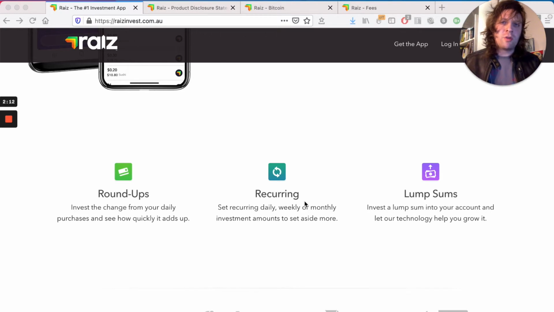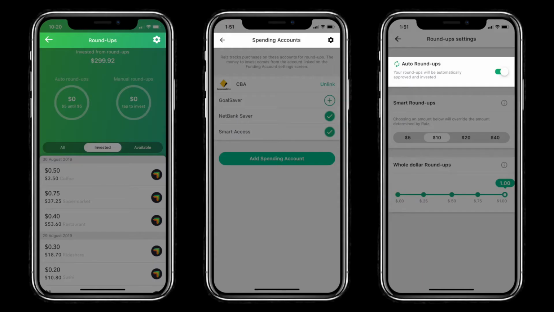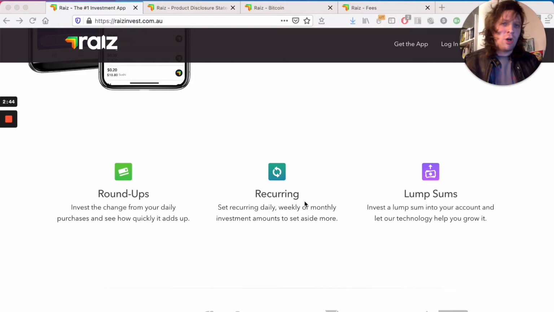Or you can use what's called Roundups. So Roundups are like Raiz's signature move. You essentially attach your bank card to your Raiz account, and whenever you make a purchase, say you buy a coffee for $3.50, the Raiz app will round that up for you. So instead of spending $3.50, you'll spend, say, $4, and that extra 50 cents will go into your Raiz account, totally automatically. And that's why this feature is very popular, because you can easily increase the balance of your Raiz account without too much mental effort or even noticing too much.